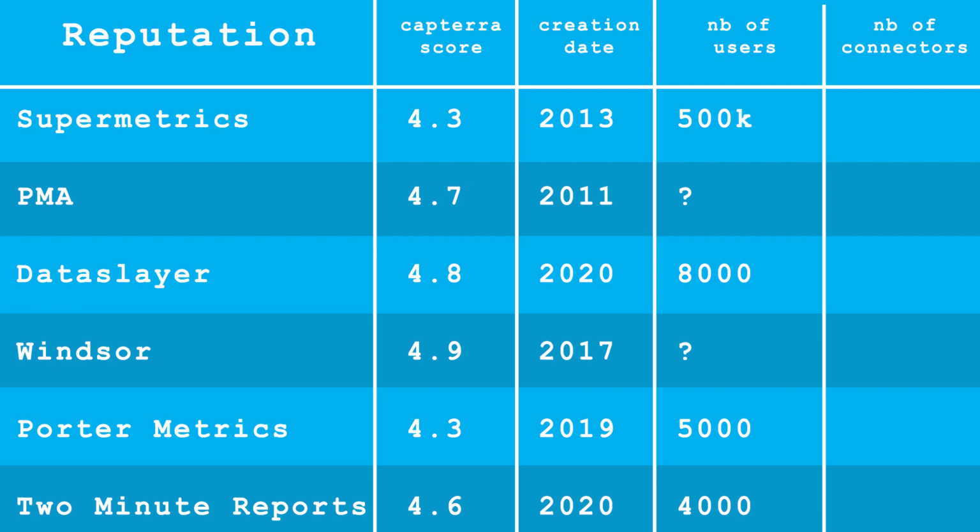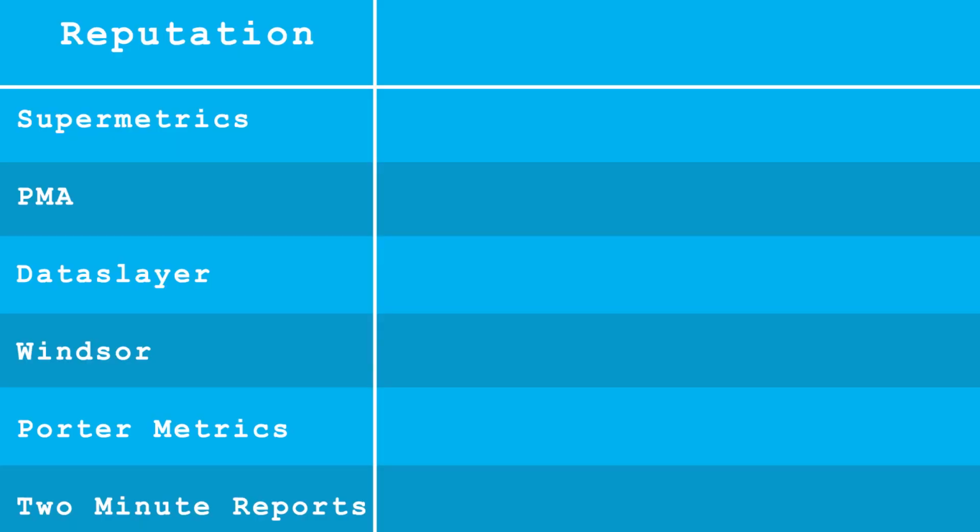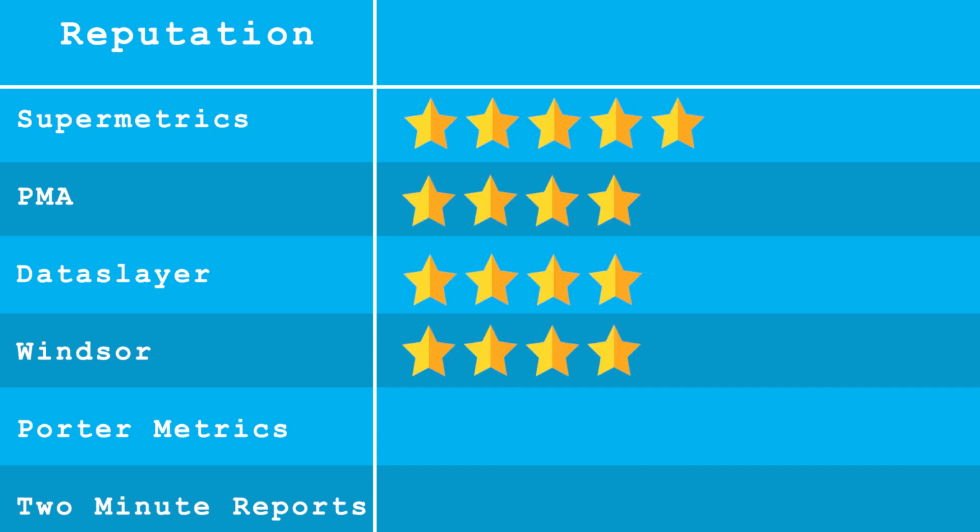Last thing, the number of connectors. Since the price depends on the number of connectors you use, better is to go with a company that offers a lot of them. And you won't have to go look elsewhere for a missing connector. Once again, don't just look at how many connectors are available. Above all, make sure all those you need are there. All the links are in the description. So, with all this info, here are the reputation and trust scores. Supermetrics, 5 stars. PMA, Data Slayer and Winsor, 4 stars. Portometrics and 2-minute reports, 3 stars.